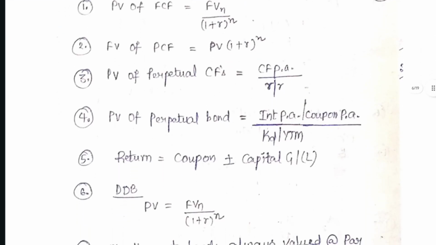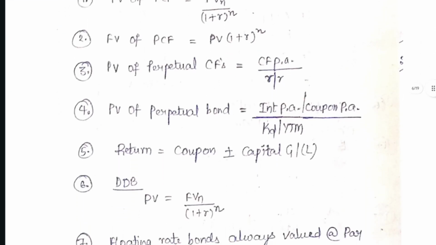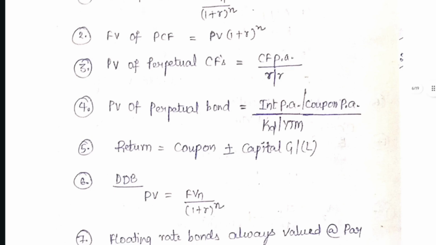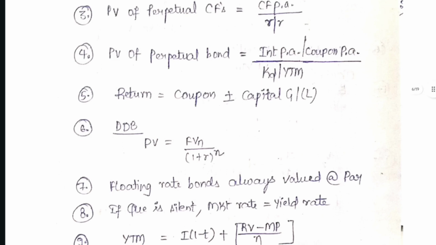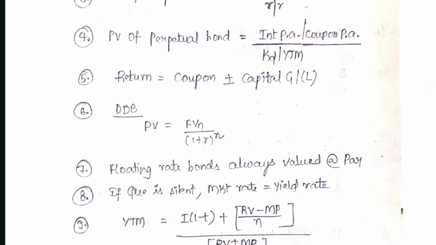Next, present value of future cash flows equals future value for n years divided by (1 plus R) whole to the power n. Future value of present cash flows equals present value into (1 plus R) whole to the power n. Present value of perpetual cash flows equals cash flow per annum divided by required rate of return. Present value of perpetual bond equals interest per annum or coupon per annum divided by KD or YTM. Return equals coupon plus or minus capital gain or loss.